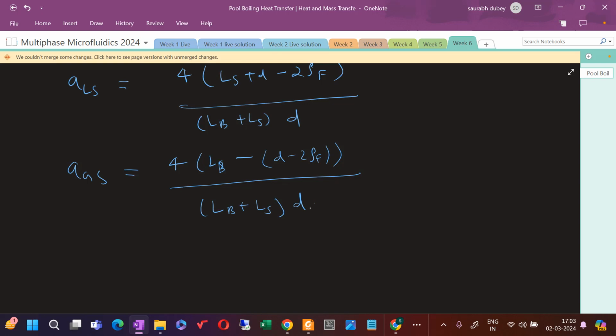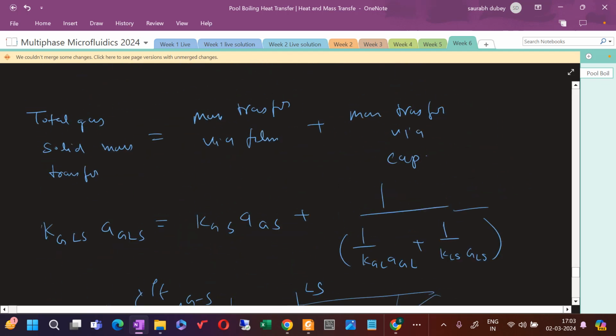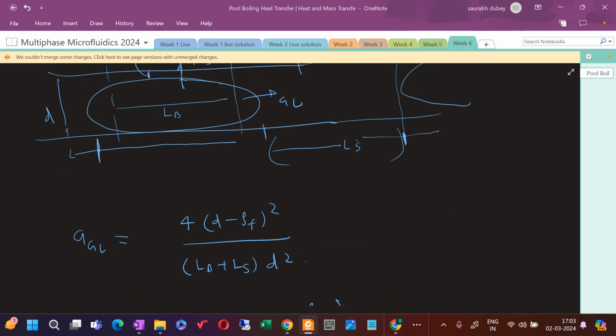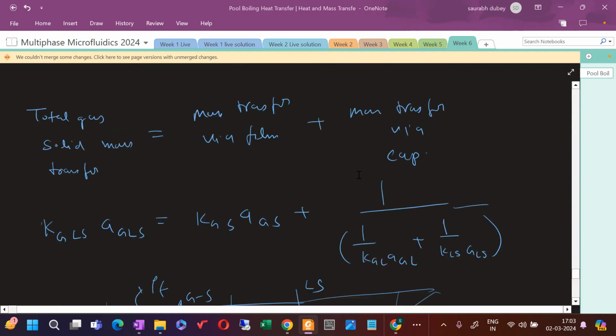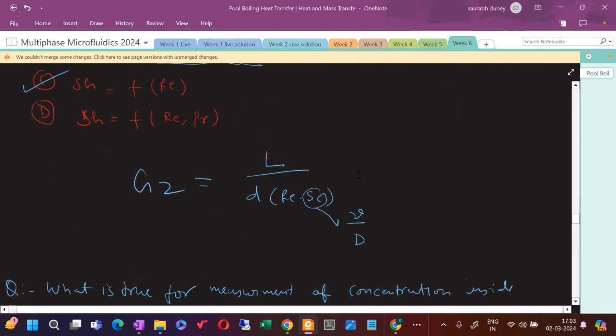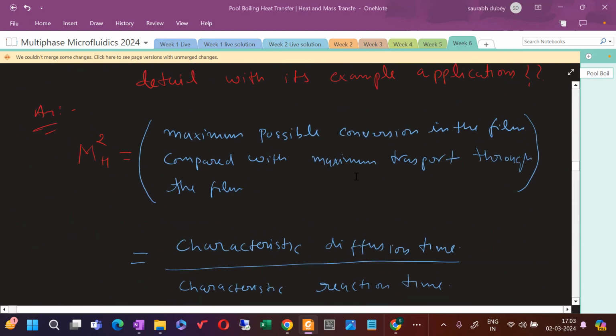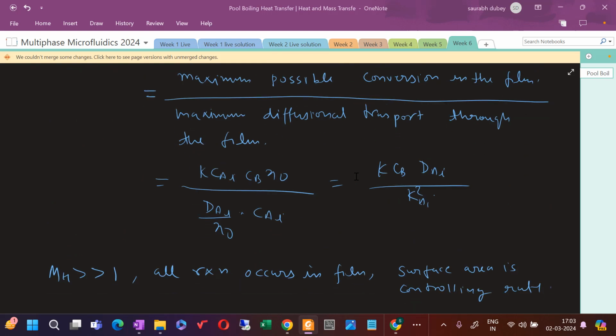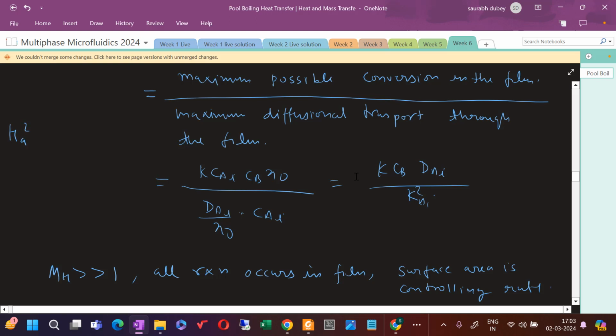So I hope you got this. And now you know about the overall phenomena of the mass transfer, how it is happening, and about the Hatta number also. What you have been told in the class, I will just repeat again. The Hatta number squared equals tau d divided by tau r, where tau d is the diffusion time and tau r is the reaction time.